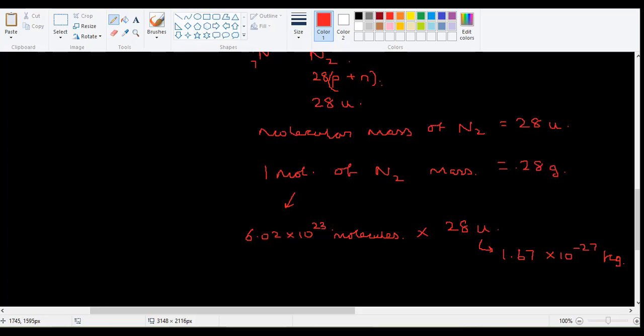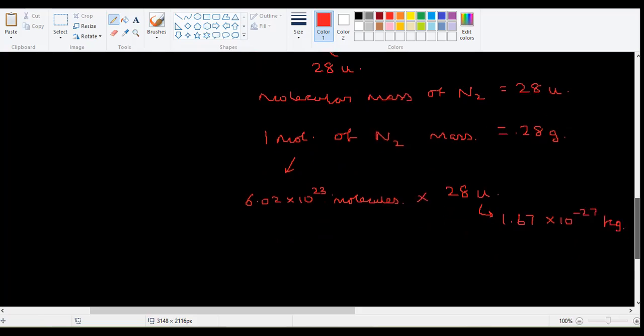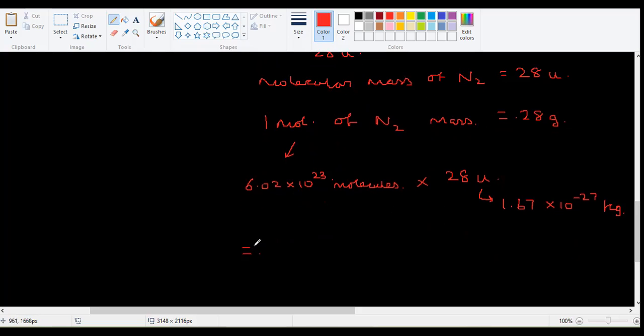These things are coming a little bit in your 12th standard, okay? So if you don't follow it, don't worry about it. Simple mathematics, okay? When I multiply 6 into 1.67, it will come around approximately 10. Kilo means 10 power 3. You see, this is 23 plus 1, 24. This is minus 24. So this 24 and this minus 24 will cancel. Okay, which means what is left is 28 grams.